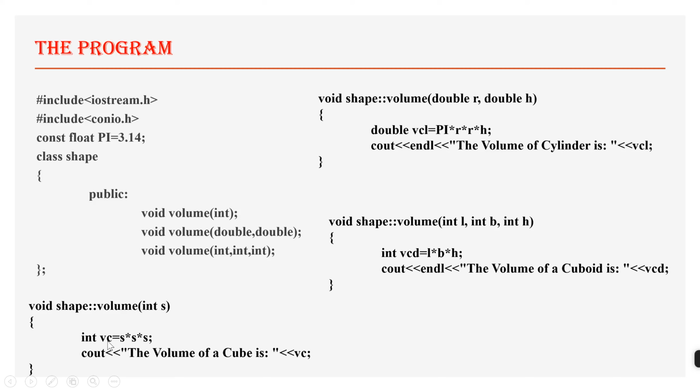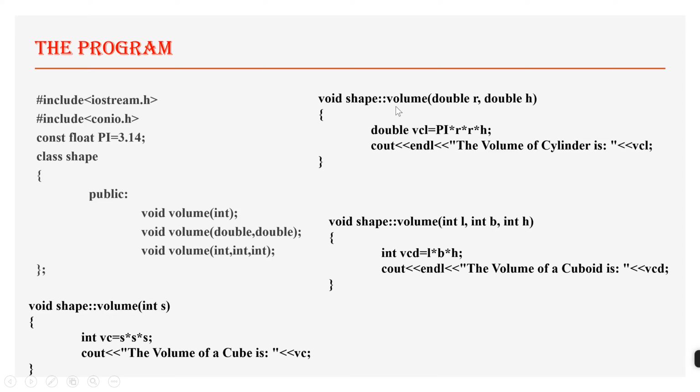So now I am declaring another variable inside here of type integer whose value is yes multiplied by yes multiplied by yes. So now I am giving the output statement as volume of a cube is VC. What is the value of VC? Yes into yes into yes. So now volume of a cube is over by defining a function called volume with a single argument.